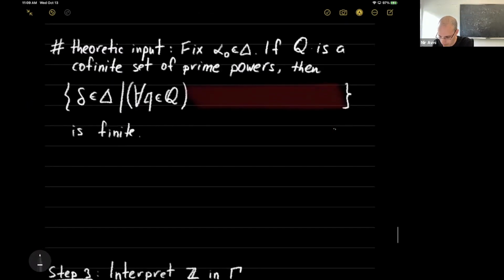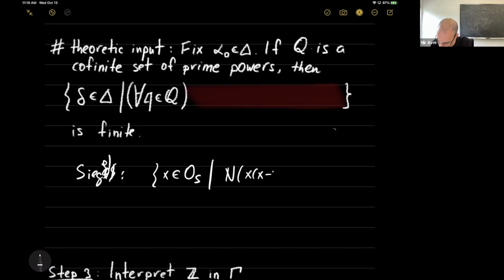What underlies everything is a theorem of Siegel, and I'll state it for rings. What we need to do is prove an analog of this for the tori. It's the following theorem. If you have a ring of S-integers, and you look at the collection of all x such that the norm of x times x minus one is less than C, then this is finite.